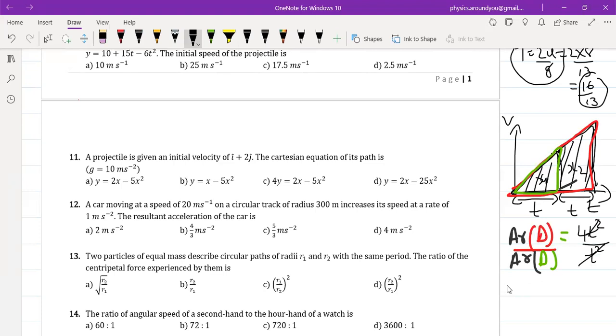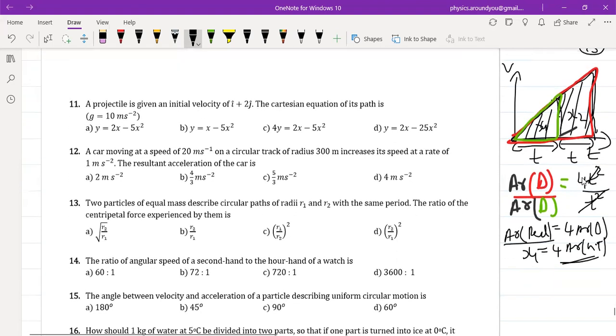So I have area of the red triangle is 4 times area of the green triangle. What is area of the red triangle? Area of the red triangle is nothing but x1 plus x2. Sorry, area of the green triangle is x1, and the red triangle is 4 times x1. So what is x2? X2 then becomes 3 times x1.